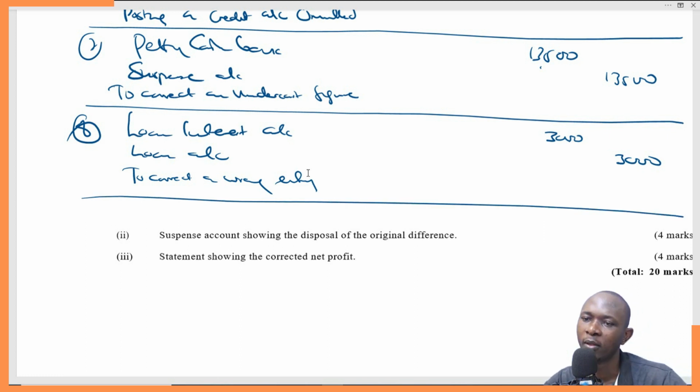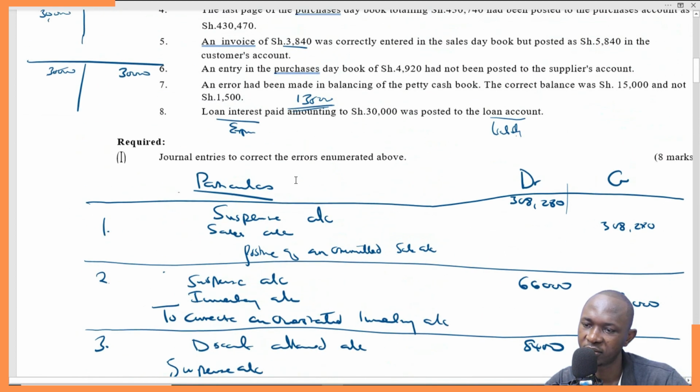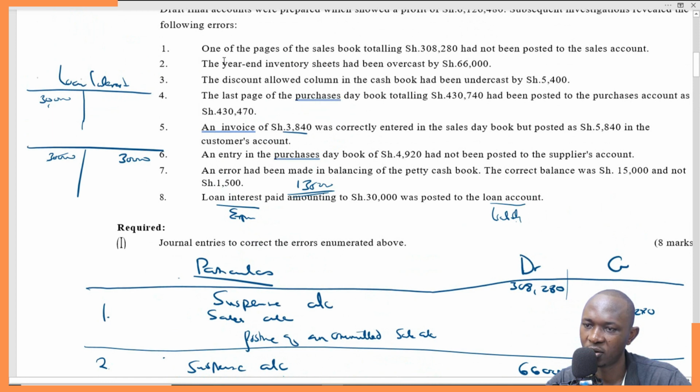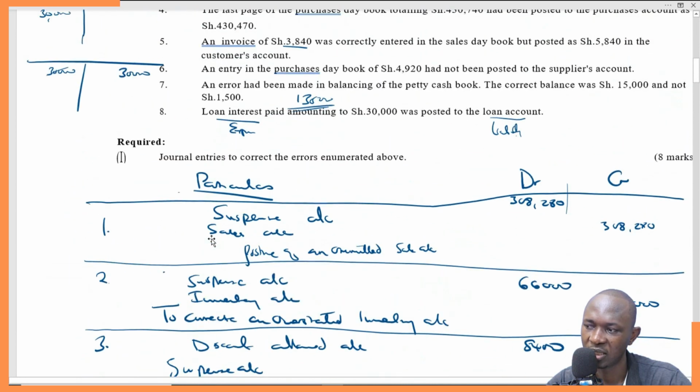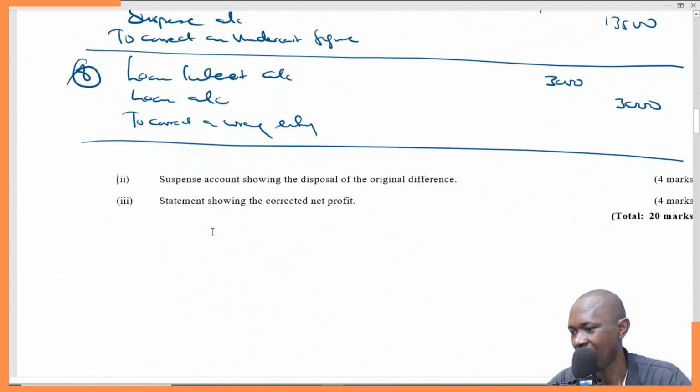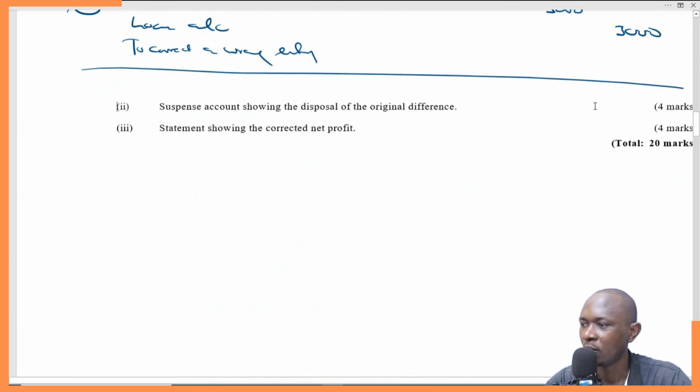So we are done. Those are the ledger entries, the journal entries to correct the enumerated errors. So we have already corrected all the 8 errors. You can see they are here. Those are the corrections that the examiner so badly wanted. Now let's look at the next item.